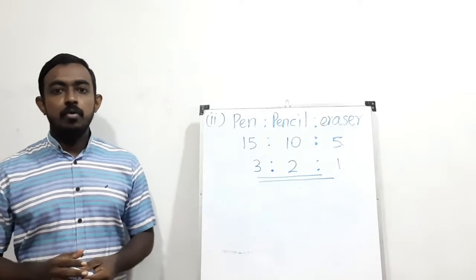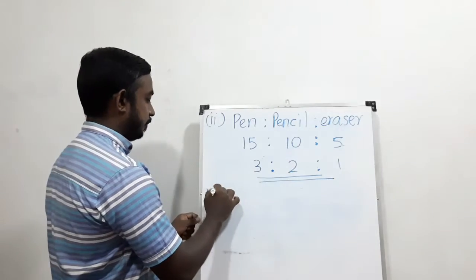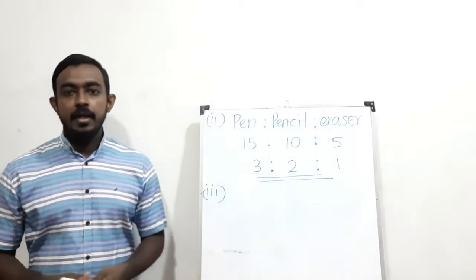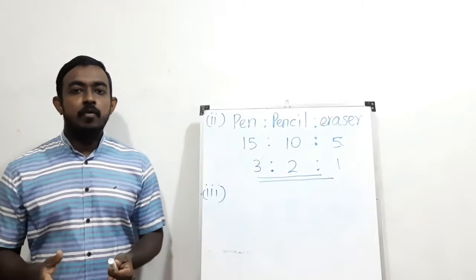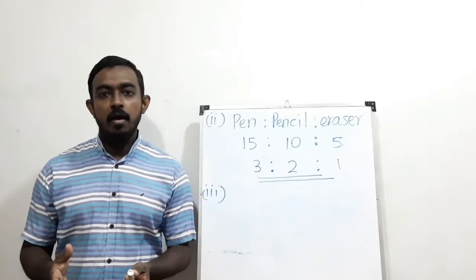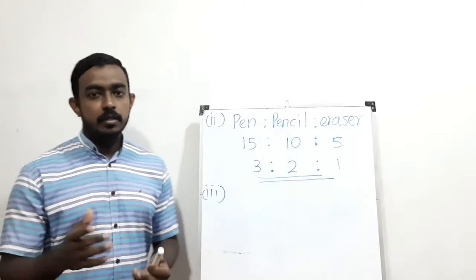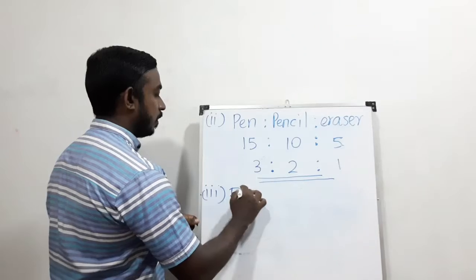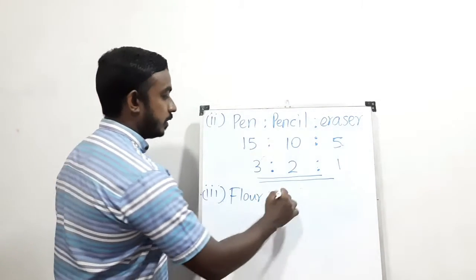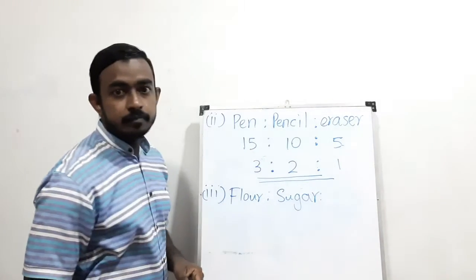All of you come to Roman number 3 this time. Here they say that the ingredients for a cake are 1 kilogram of flour, 500 gram of sugar, and 500 gram of margarine. Here they have mentioned flour, then sugar, and margarine.